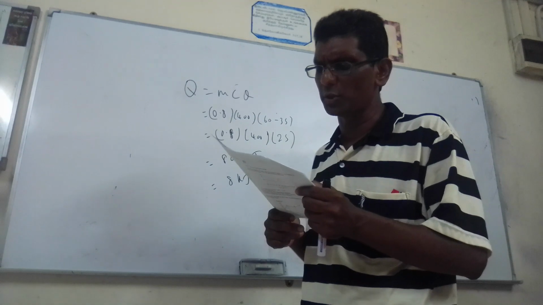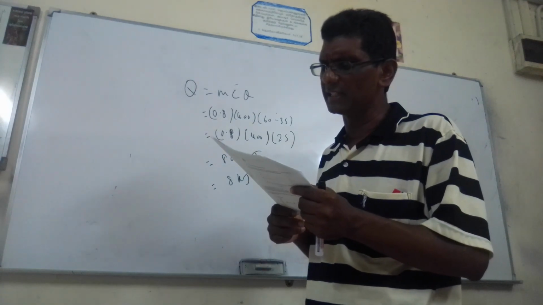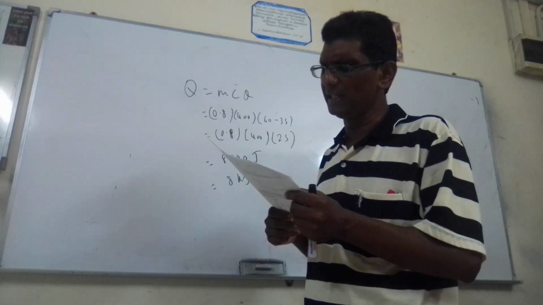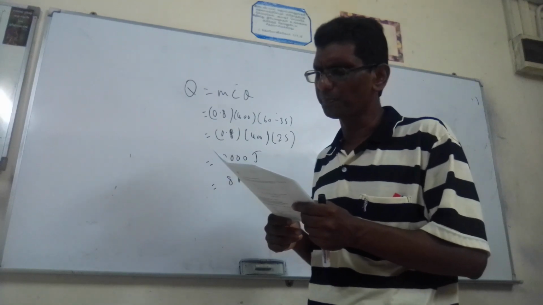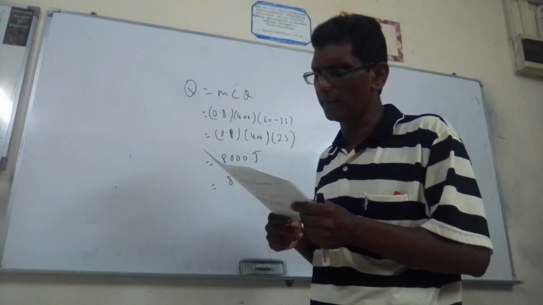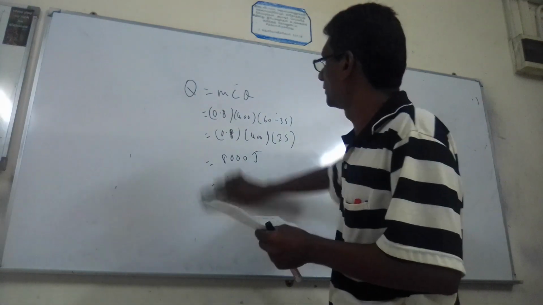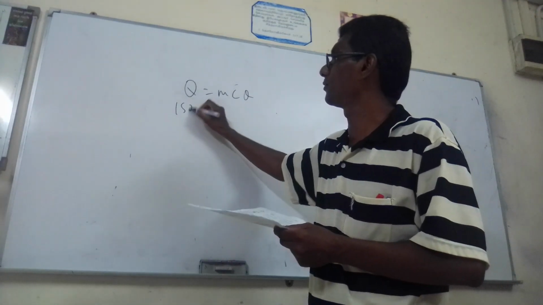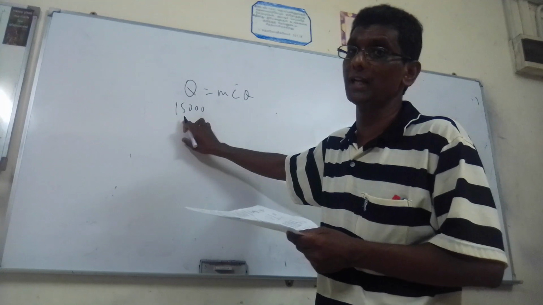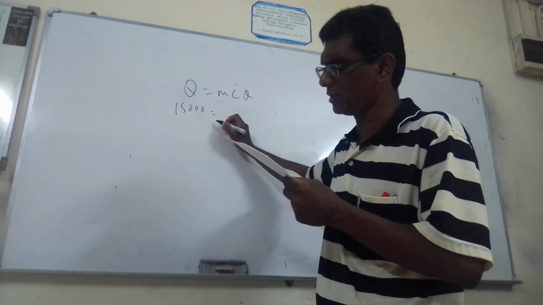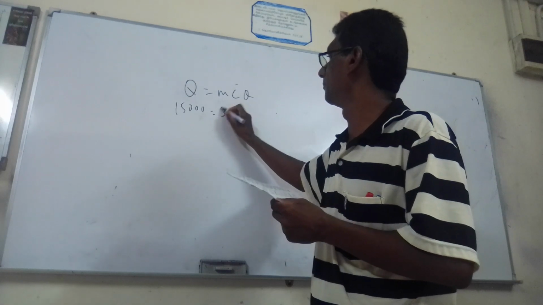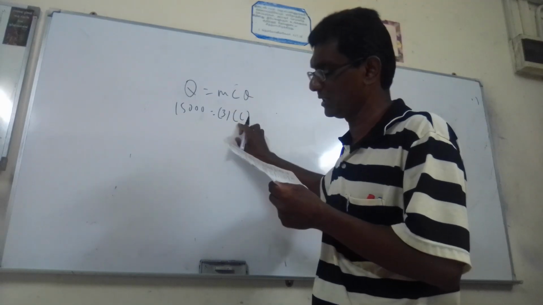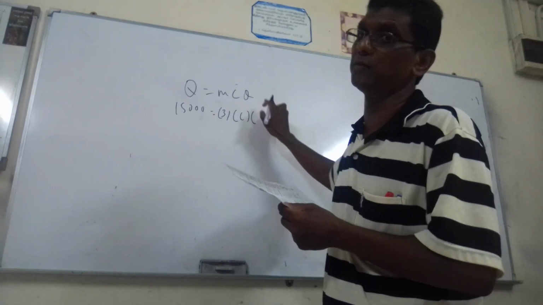Question 22. 15,000 joule of heat energy raises the temperature of a 3 kilogram block of metal from 30 degrees Celsius to 40 degrees Celsius. Find the specific heat capacity of the metal. The Q is 15,000 joule of heat energy, and the mass of the object is 3 kg. They ask you for the specific heat capacity of the material.